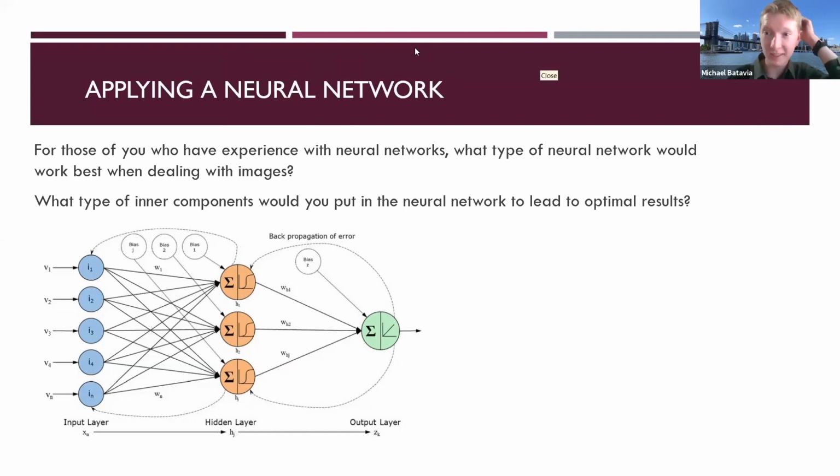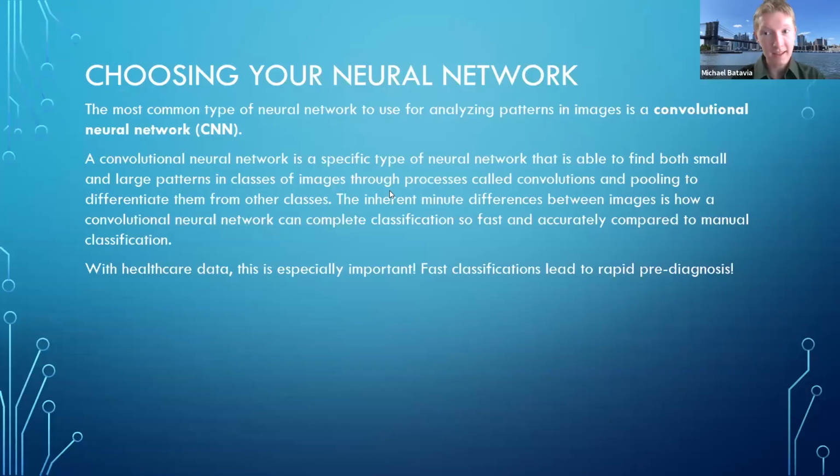Oh, you even put the sub question. You got that convolutions, pooling, and fully connected layers. You're going above and beyond with that. Very nice. So you guys answered that completely correctly. Exactly. The common type of neural network to use for analyzing patterns and images is a convolutional neural network.